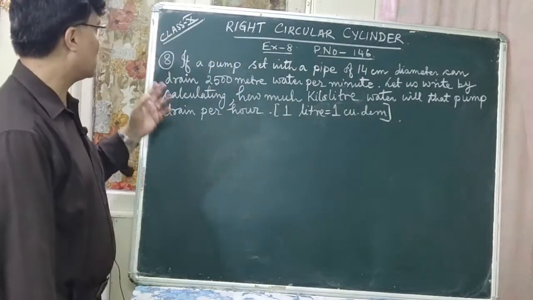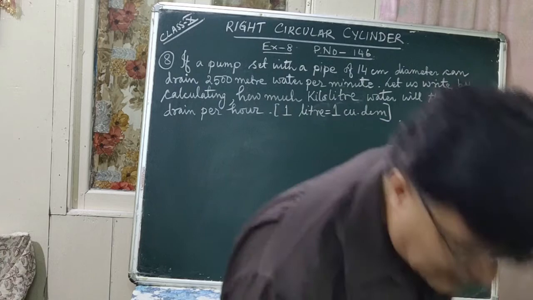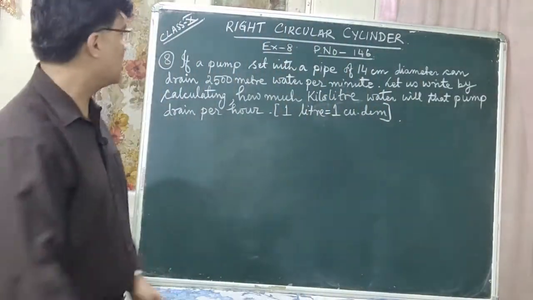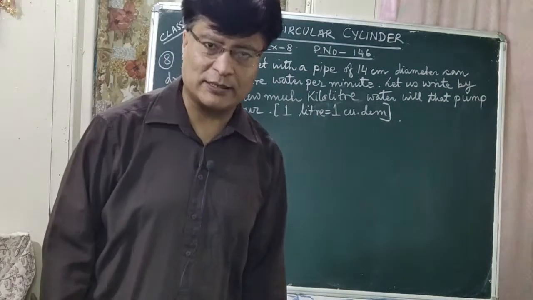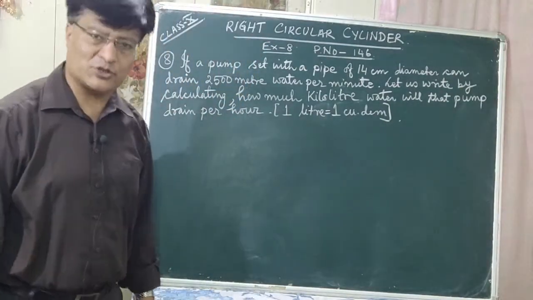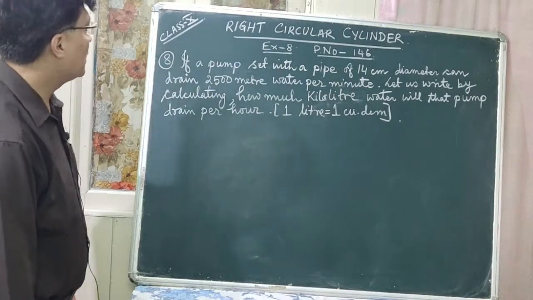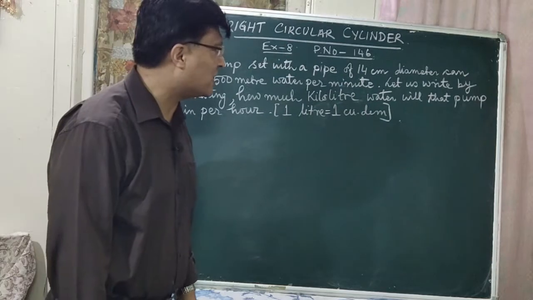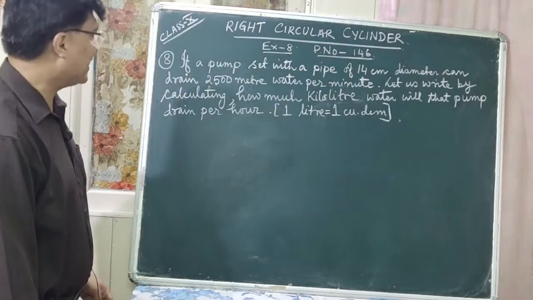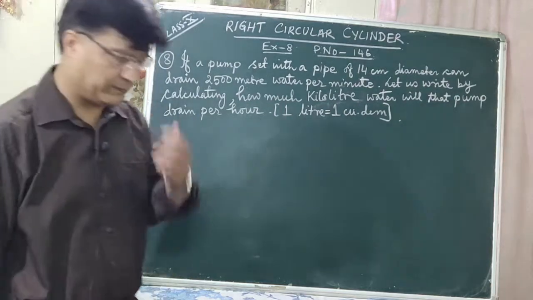And in the last online class we did up to question number 6. So let's do question number 8. We'll do number 7 after we finish this number 8. Okay, then we'll start question number 7. So let's do question number 8. If a pump set with a pipe of 14 centimeter diameter can drain 2500 meter water per minute.